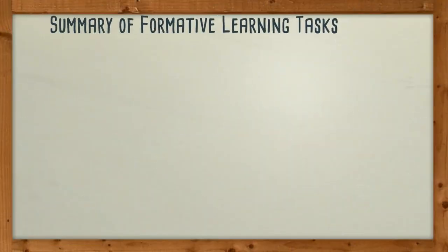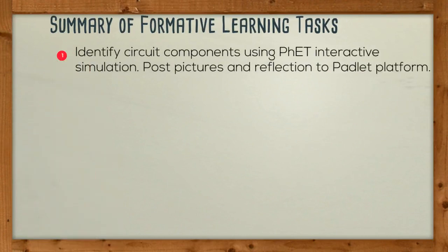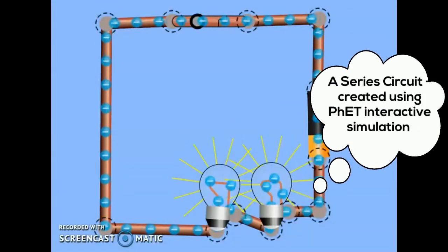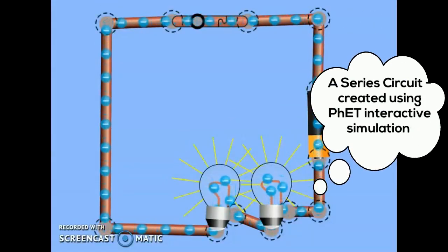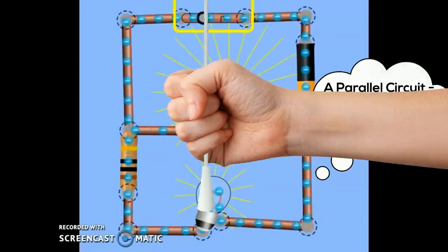For the formative learning task, students will identify circuit components using PhET interactive simulation and then post pictures and reflection to Padlet. They will then build simple series and parallel circuits using PhET interactive simulation and then post pictures and reflection to Padlet. This is an example of a series circuit, and this is an example of a parallel circuit.